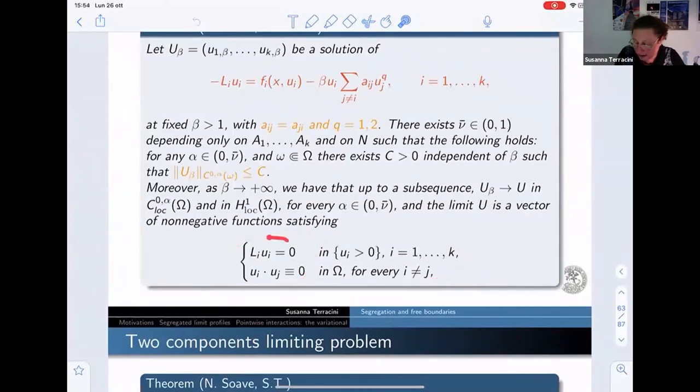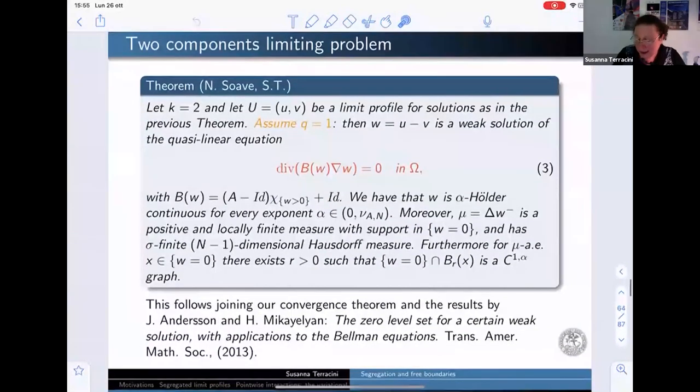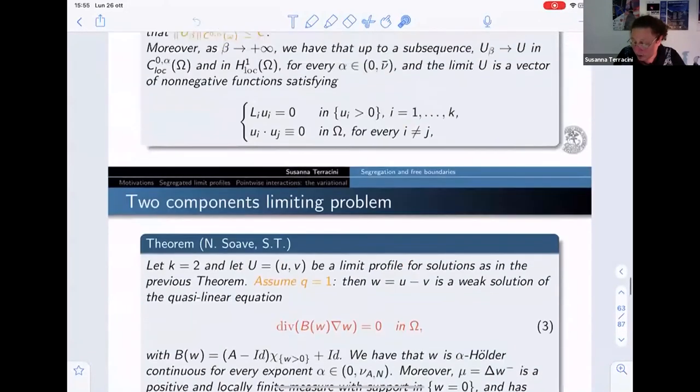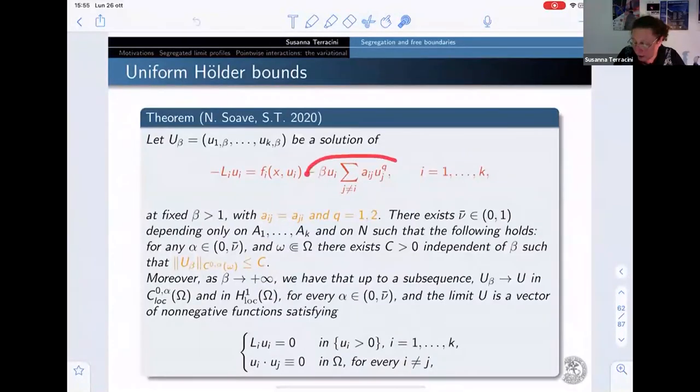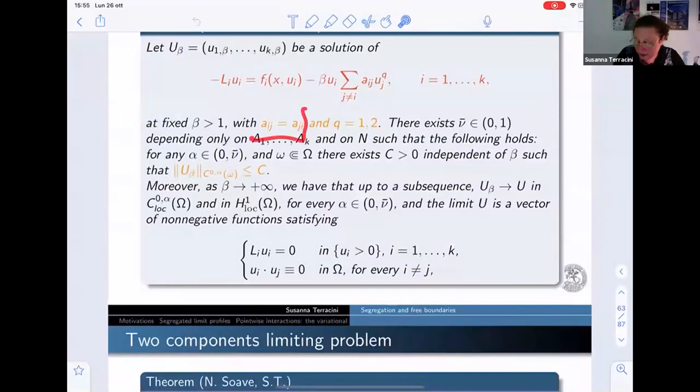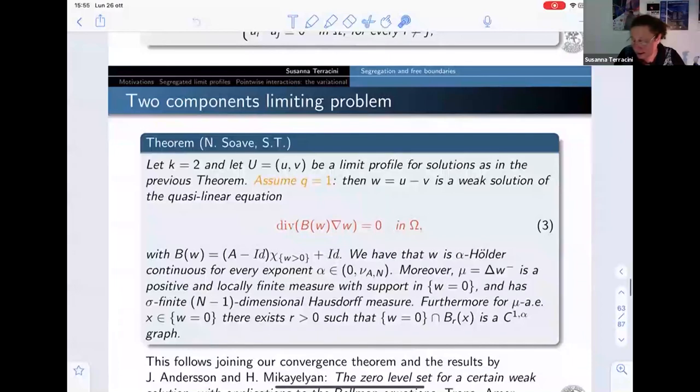Of course, this limiting profile will inherit the Hölder continuity and will be segregated. Okay, and now let's see what happens. Let's take Q equal to 1. Okay, then let's stay in the quadratic case with symmetric coefficients.